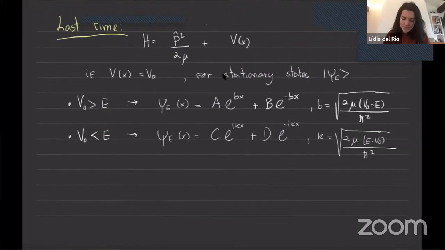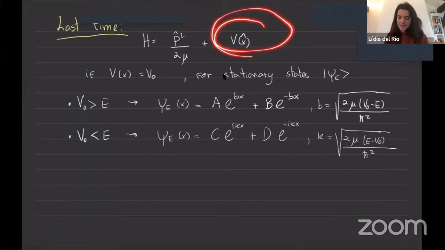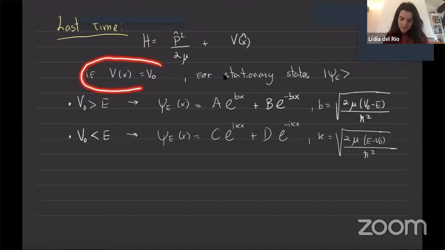We're looking at Hamiltonians in 1D of this form, which has some potential V of x. And then we looked at the very simple cases where this V of x has flat zones. In regions where it is constant, we solve the Schrödinger equation for stationary states, meaning H psi_E equals E psi_E. And then we saw that there are two options.